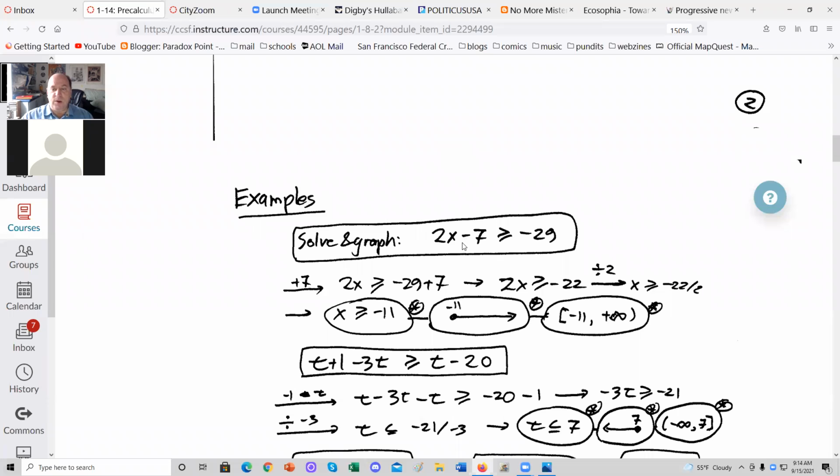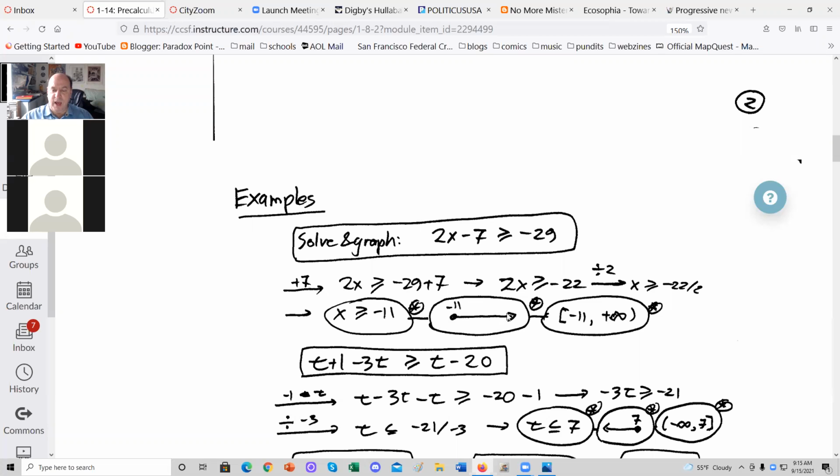All right, so 2x minus 7 is at least negative 29. Well, you add 7 to both sides. Get 2x is greater than or equal, same inequality sign, negative 29 plus 7. So 2x is at least negative 22. Divide both sides by 2, and since 2 is positive, that keeps the inequality sign the same. X greater than or equal to negative 22 over 2. So x is at least negative 11.